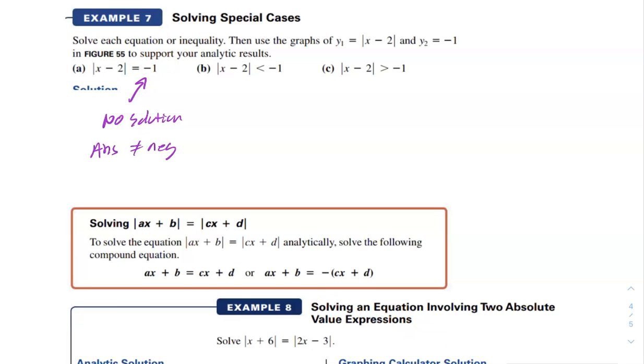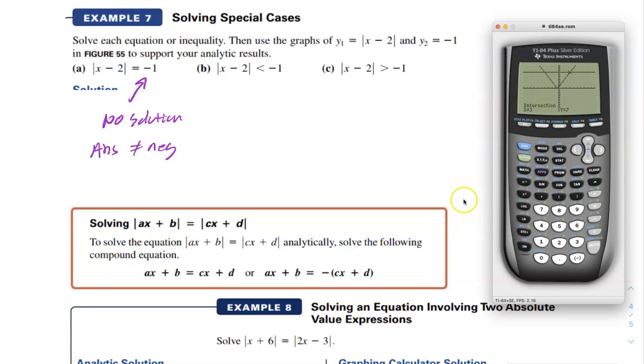If I was to graph it to show you, right? So we have math, go over to number, absolute value, x minus 2, and then right here, negative 1. Hit graph. Now remember, we're looking for the intersection, and these do not intersect. One's up here, one's down there, so it doesn't work.